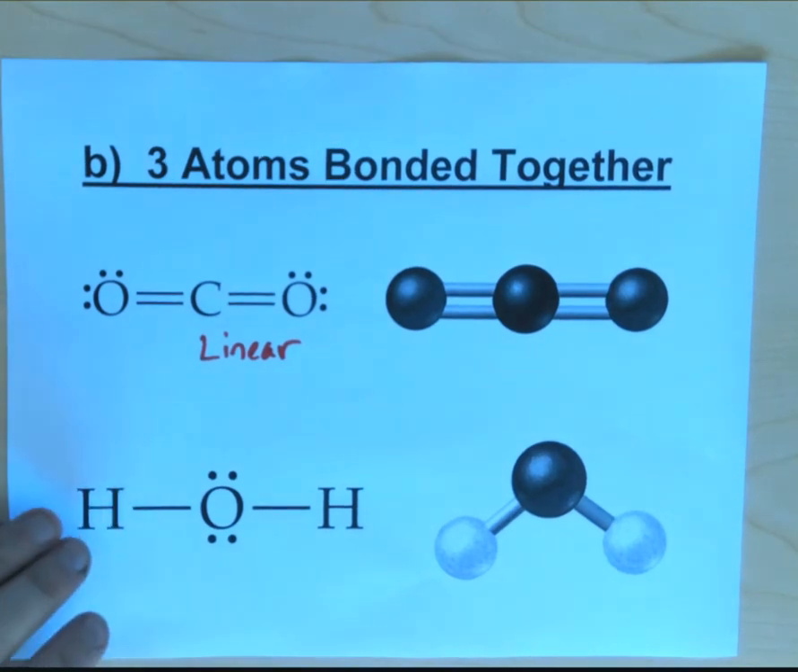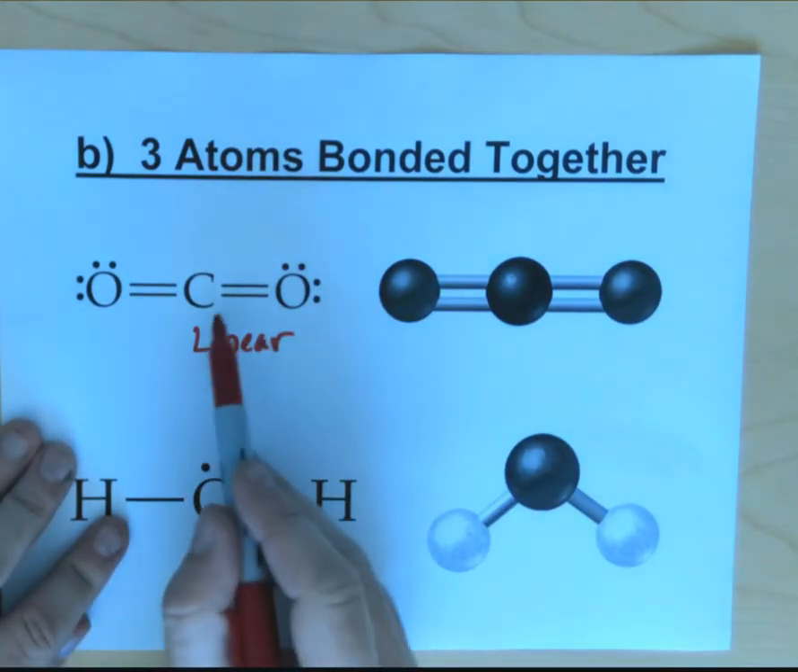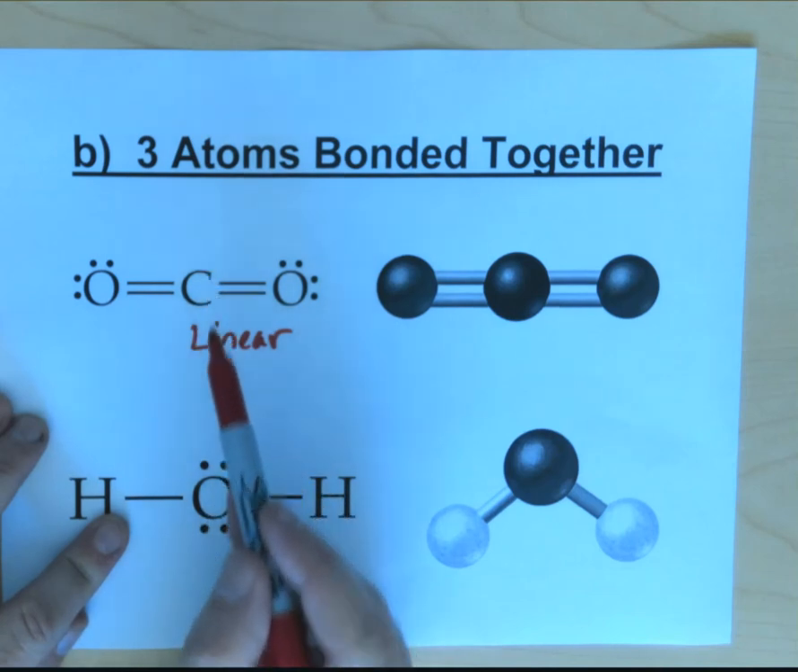So we can get a linear shape from 2 scenarios. Scenario A, 2 atoms bonded together, or scenario B, 3 atoms bonded together, as long as there are no lone pairs.